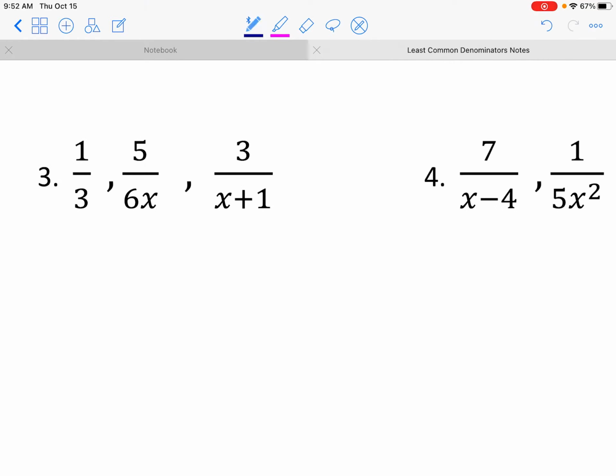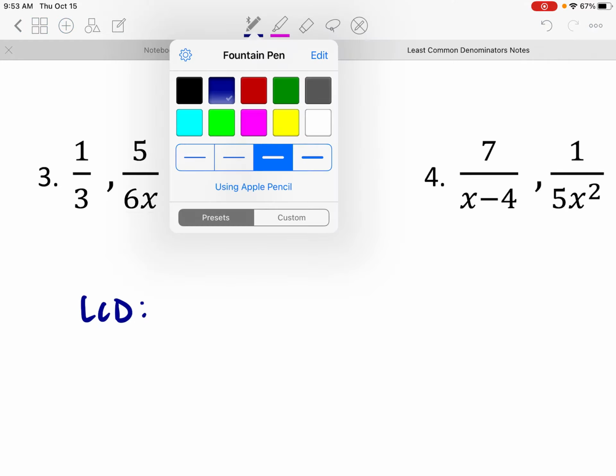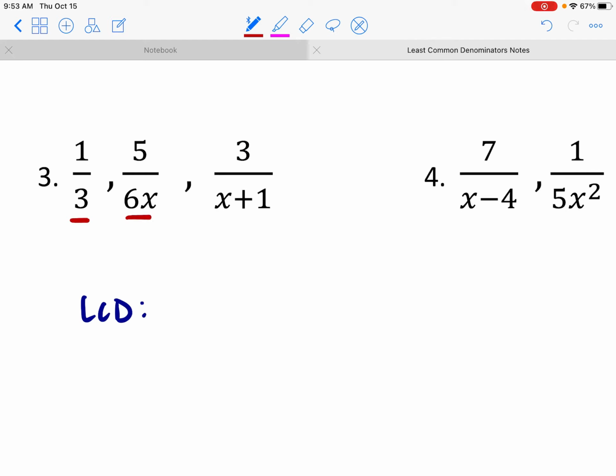So this binomial we're going to consider separately from the single terms that we see here. So we're going to start by looking at our single terms. Let's ignore the x plus 1 for a second. Looking at the 3 and the 6x first. The smallest number 3 and 6 go into is 6, and we have an x up there to the 1st power, so 6x will take care of those two terms.